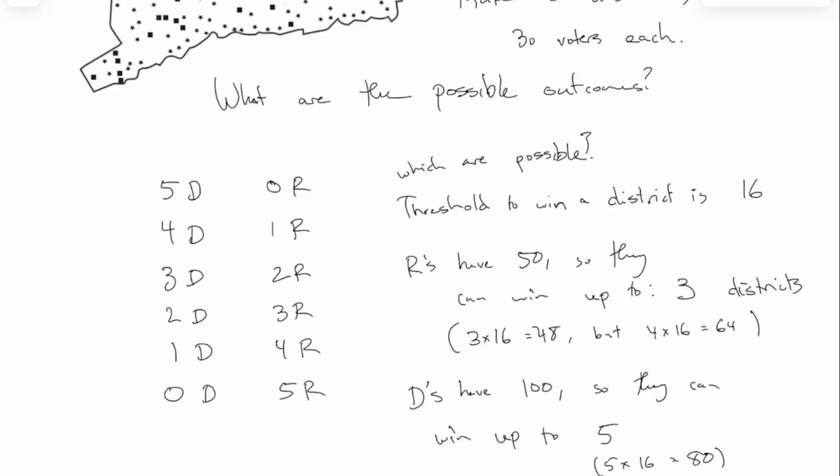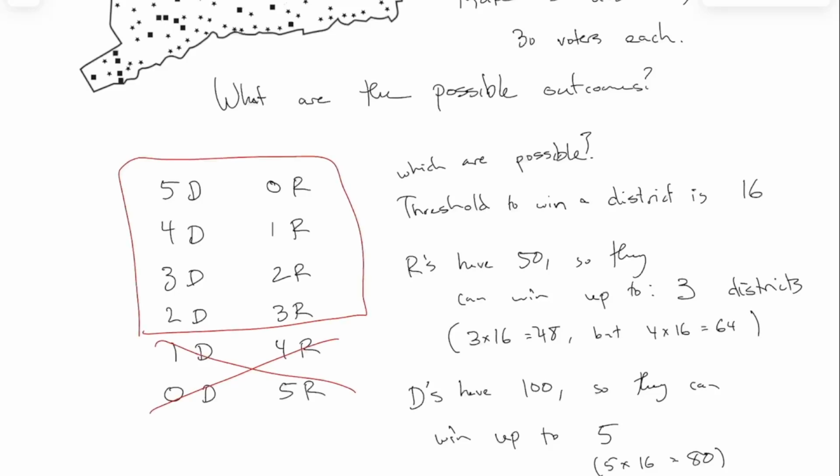So in terms of the possibilities over here, I am going to rule out some of them. I said the R's can win up to 3. It means the R's cannot win 4 or 5. So these 2 here are impossible. So as far as my final answer, those are impossible. These are the possible ones. All right. Because the R's cannot win more than 3.